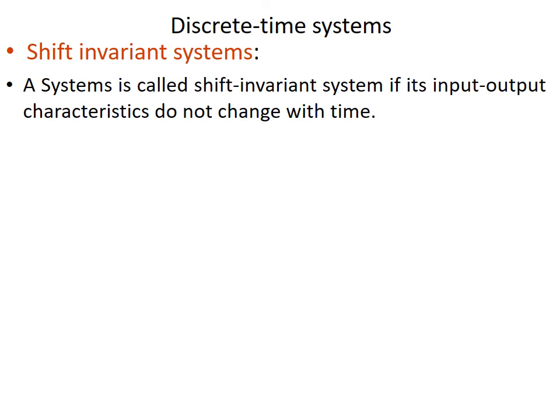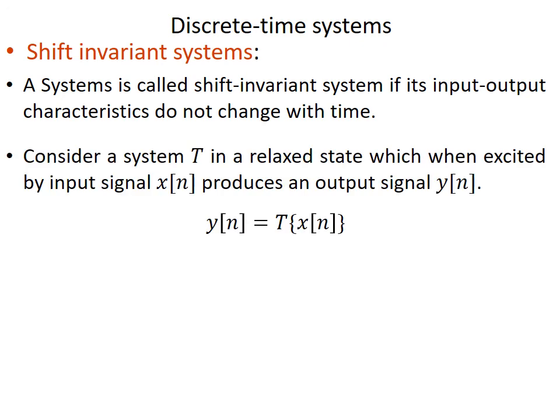Then we have shift invariant systems, and the continuous time equivalent of this is the time invariant system, right? So a system is called a shift invariant system if its input output characteristics do not change with time, right? The characteristics do not change with time. So how can we actually test this? We can test the shift invariance of any discrete time system by delaying the input and then computing the output, and then delaying the output and then comparing both. In both cases, if the system is shift invariant, the characteristics should not change.